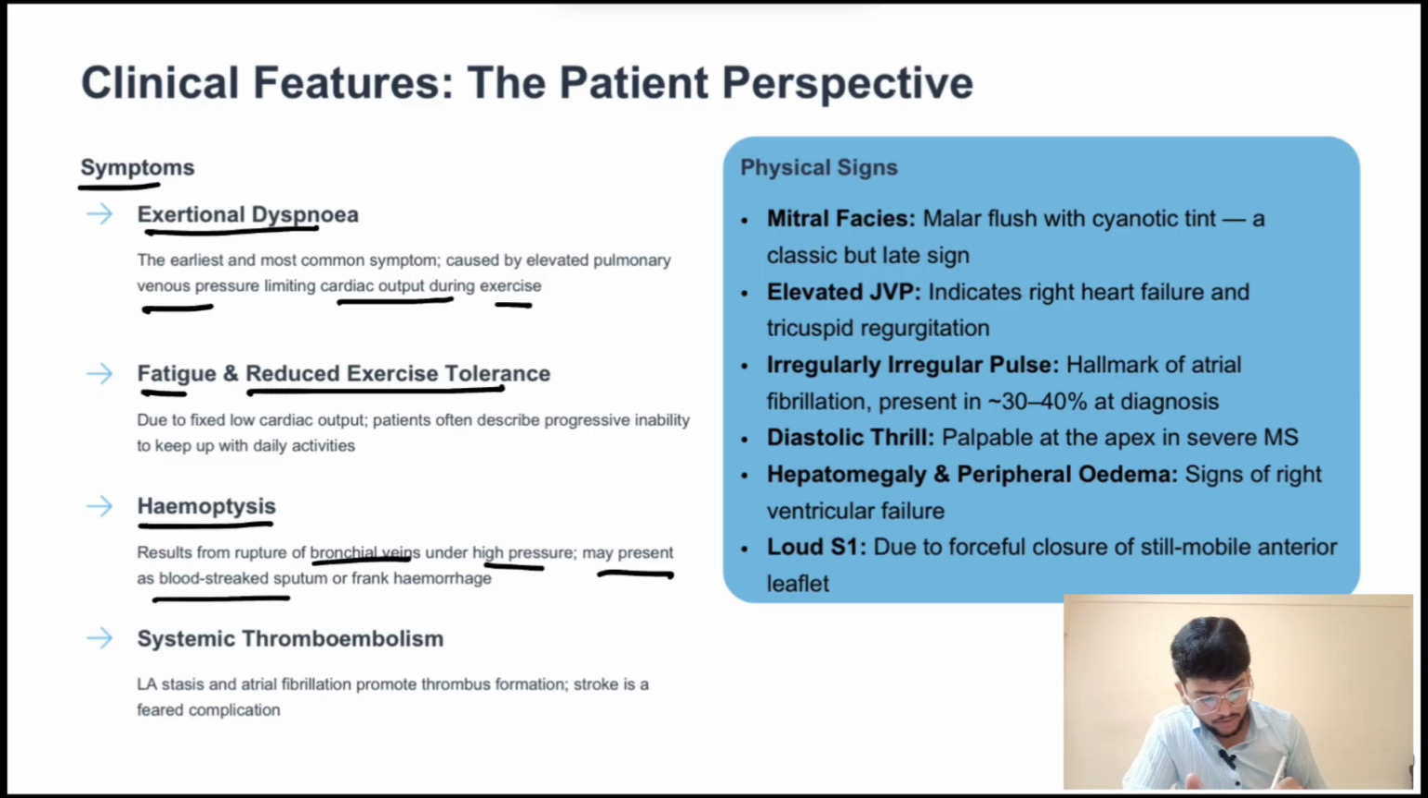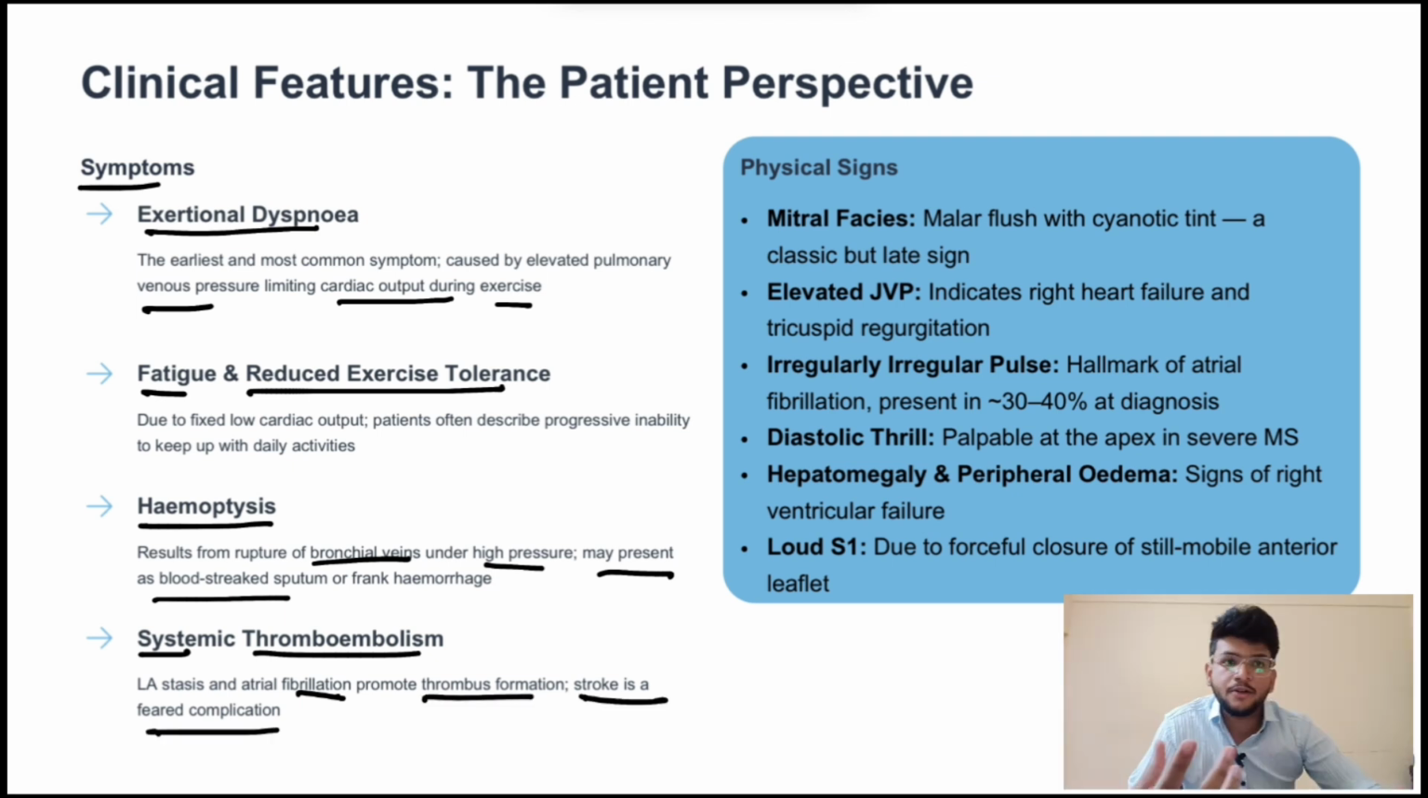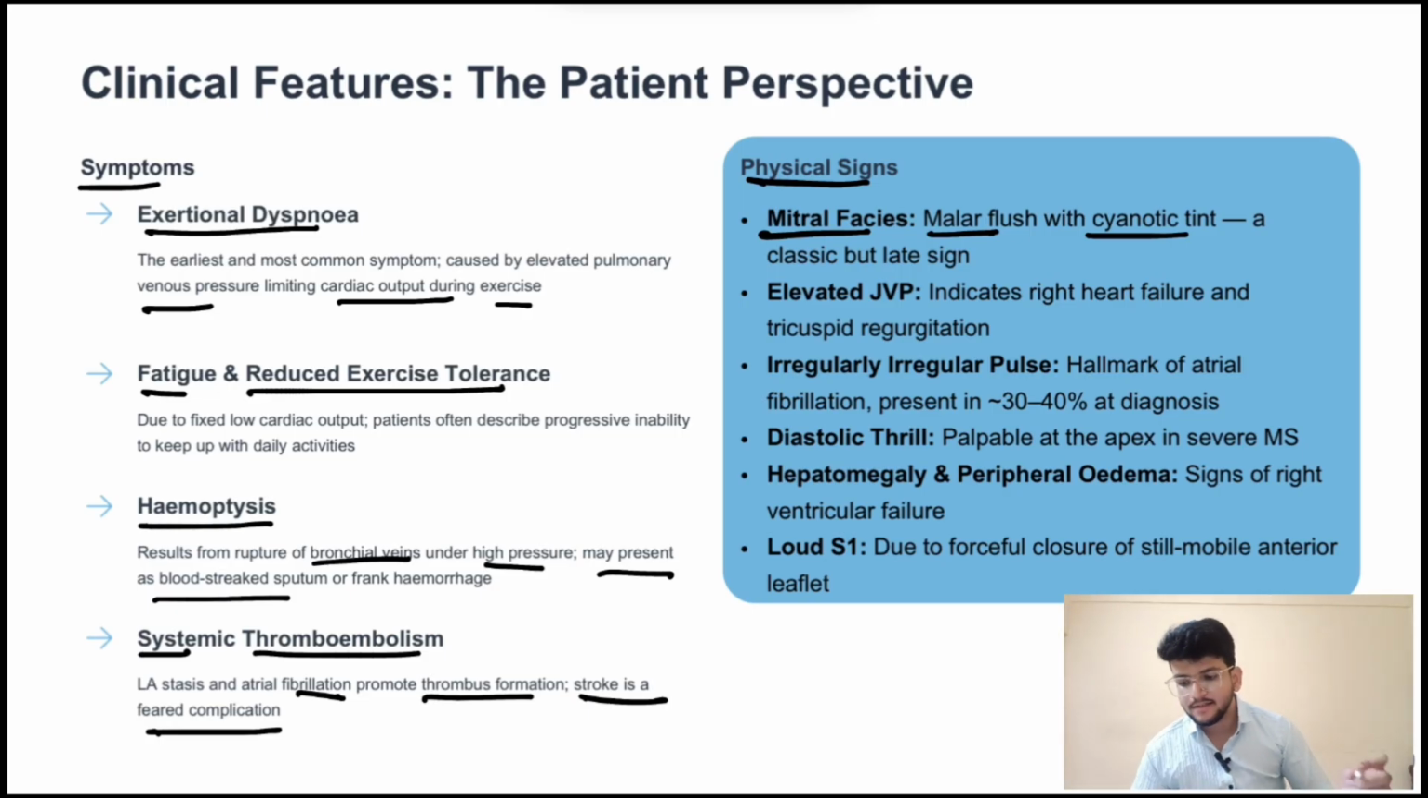Then we have systemic thromboembolism, where left atrial stasis and atrial fibrillation promote thrombus formation, and stroke is a feared complication of mitral stenosis. Then we have the physical signs like mitral facies, that is a malar flush with cyanotic tint, which is a classical but late sign of mitral stenosis. That is the cyanosis of lips and face occurs, and malar flush is the dusky pink discoloration over the upper cheeks due to reduced cardiac output and peripheral vasoconstriction.